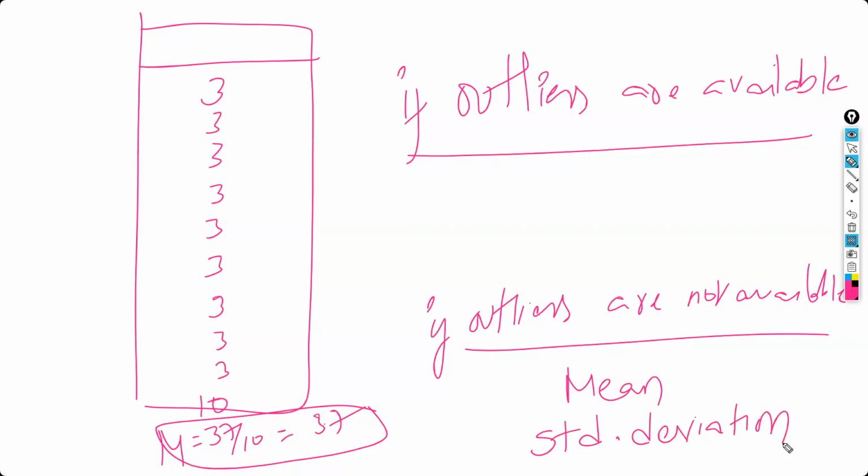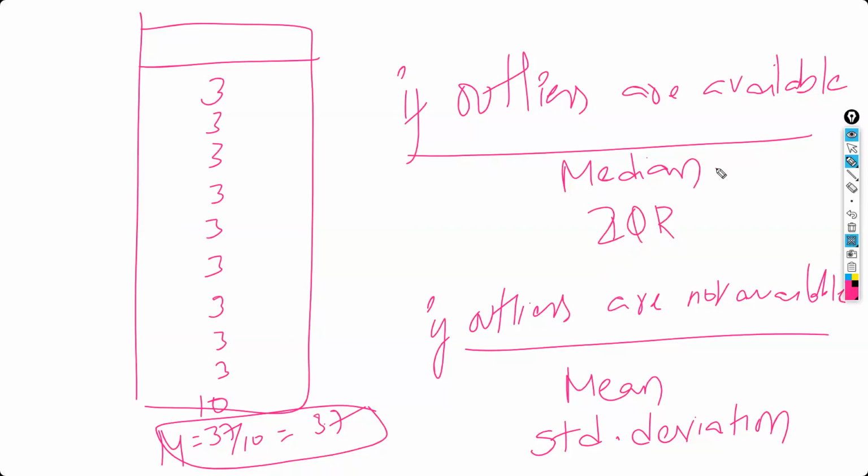Mean is not good. Standard deviation is also not good, because standard deviation directly depends on the mean only. If mean is impacted, automatically standard deviation will also be impacted. Now, which is the best measure if outliers are available? Median. Median is the best measure of central tendency. For measures of dispersion, IQR. These two are less impacted.